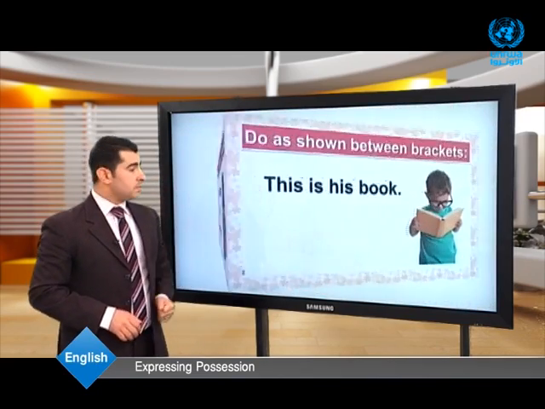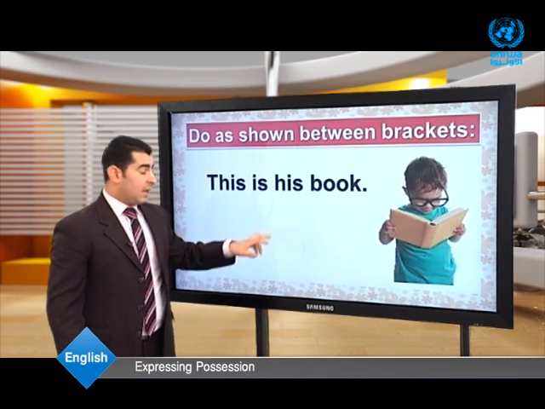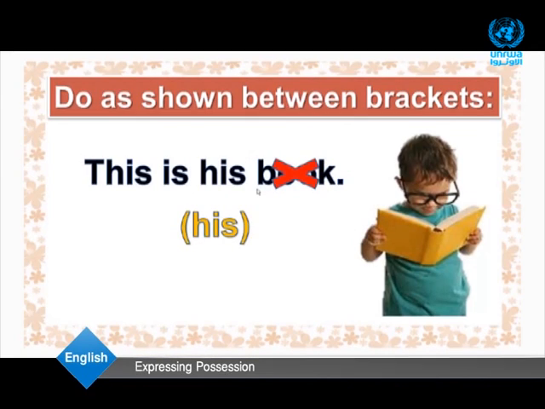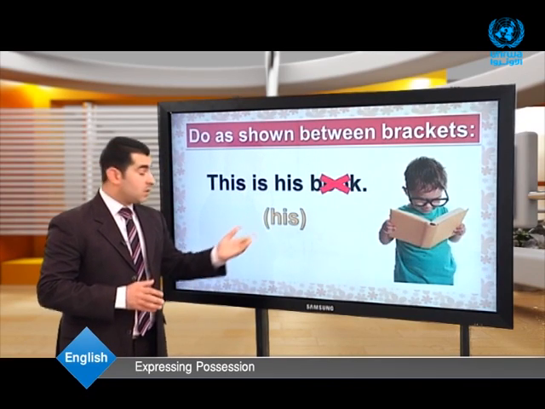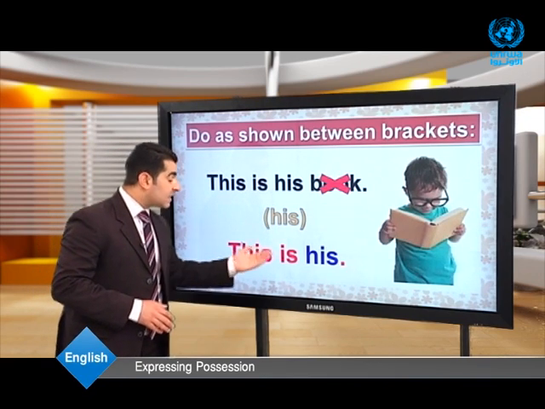The next one. This is his book. And here we have to use his. Look, we deleted book because his can stand alone. Because his mustn't be followed by a noun. So the sentence is, this is his.